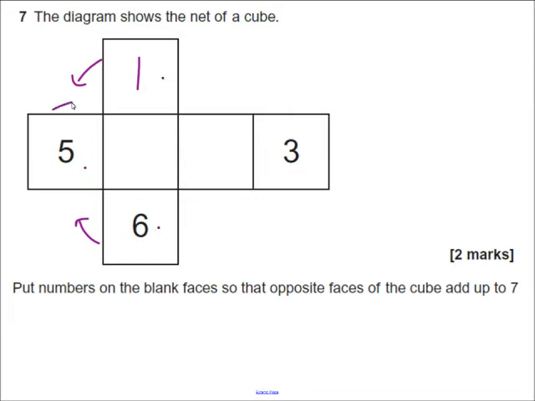5, when we fold this up, would be opposite this side here. So this must be 2. And that leaves 3, which, when it's folded, would be opposite this side here, which would be 4. So the solution is 5, 4, 2, 3 across the centre, and 1 and 6 opposite each other, top and bottom.